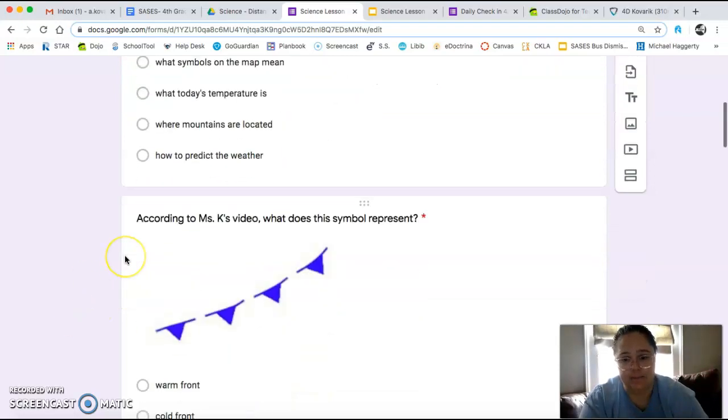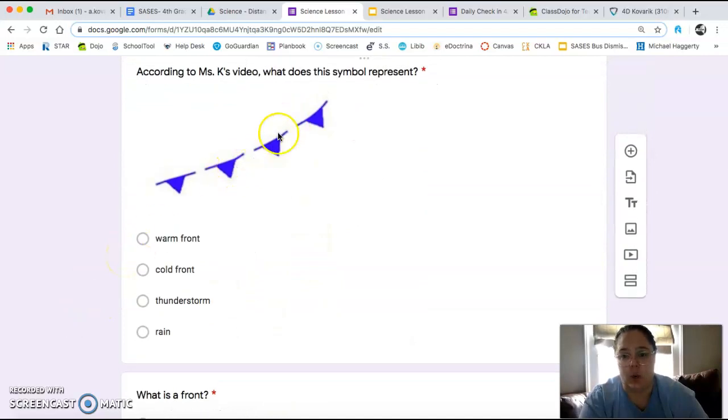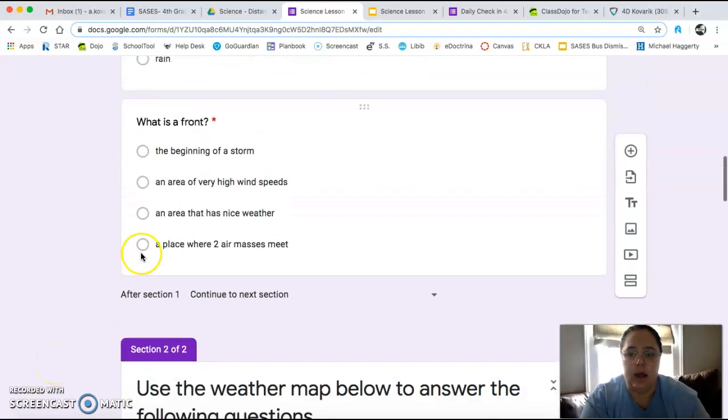The key. The second one, I want to know, what does this blue line with the triangles represent? A warm front, a cold front, a thunderstorm, or rain? And I want to know the definition of a front. So is a front the beginning of a storm, an area of very high winds, an area that has nice weather, or a place where two air masses meet?